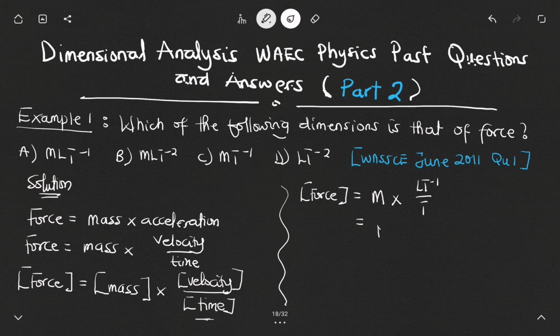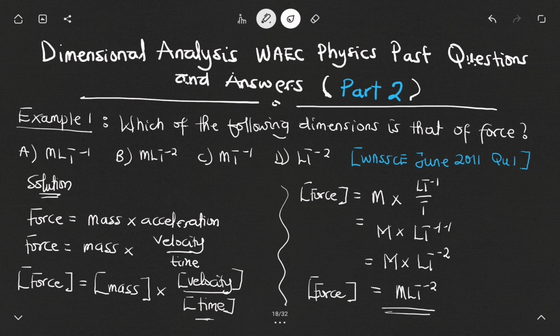So this is equal to the mass multiplied by the LT minus 1 at the top. When we send the T at the bottom to the top, it becomes minus 1 again. So we have the mass multiplied by LT to the minus 2. If we join them together, we have MLT minus 2 as the dimension for force. So our correct answer in this example is option B, which gives us MLT minus 2. Alright, so let's have a look at another example.